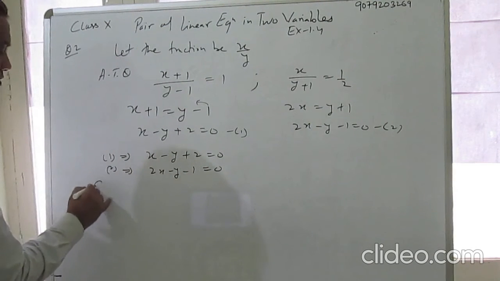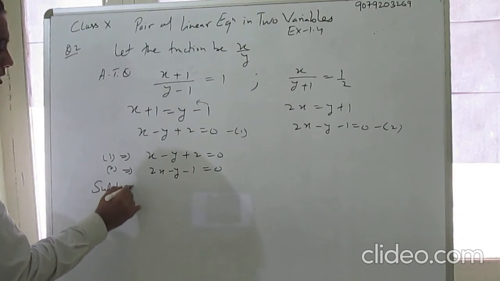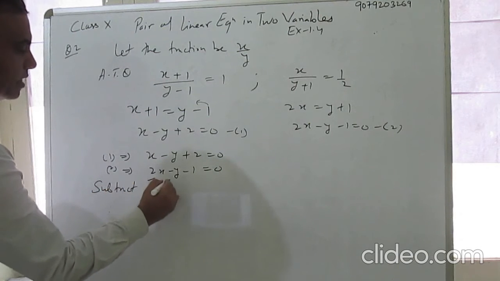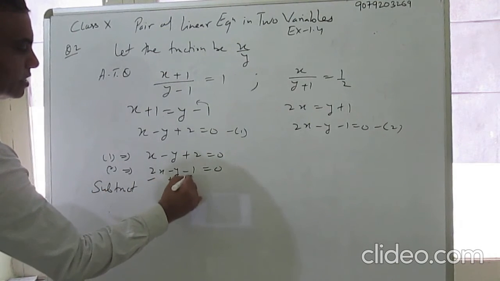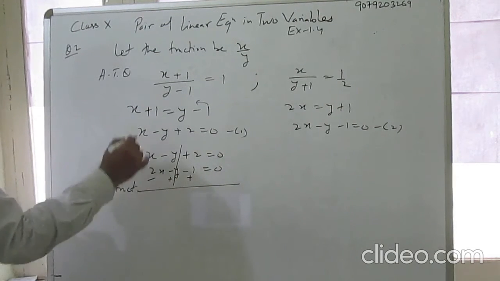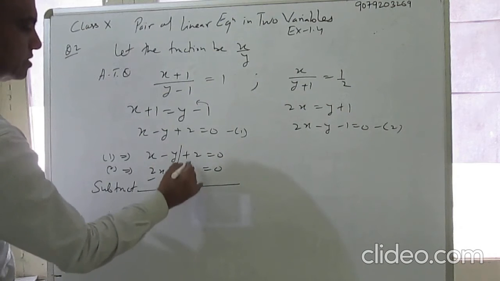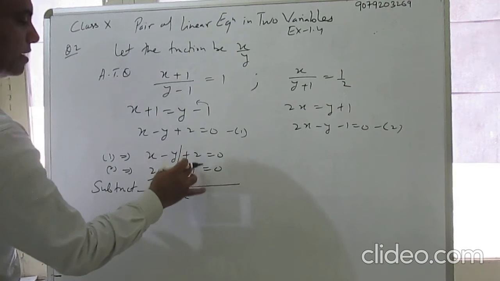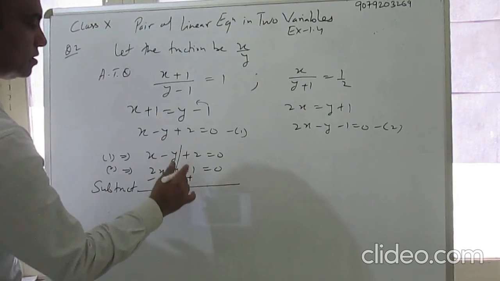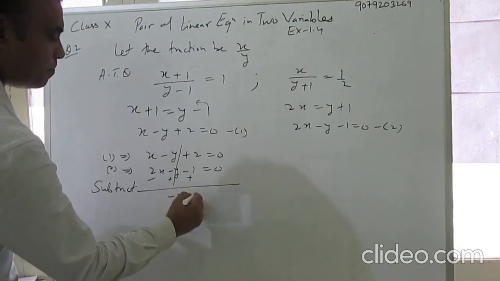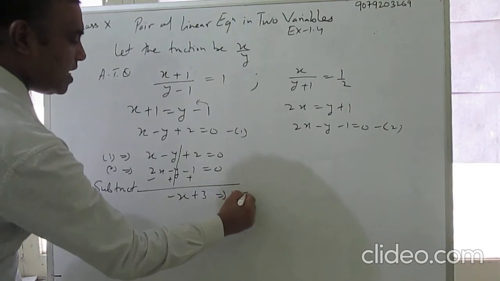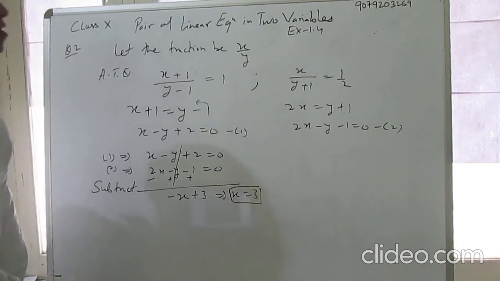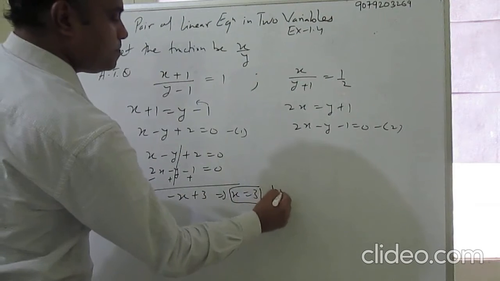Signs are same, so we will subtract it. Subtract कीजिए, plus का minus, minus का plus, minus का plus. This will cancel out. This is minus x and plus 1 plus 1 plus 2 plus 1 plus 3. This implies x is equal to 3. Now put x in equation.